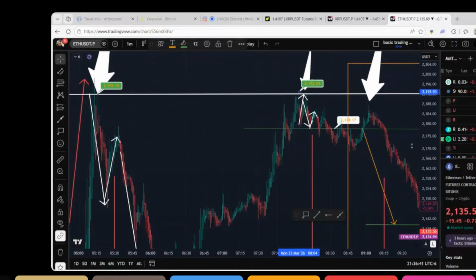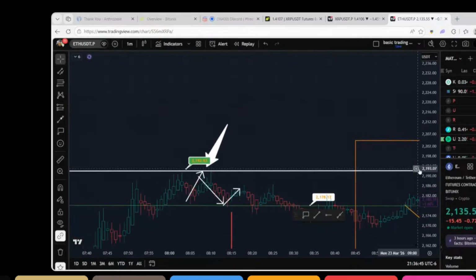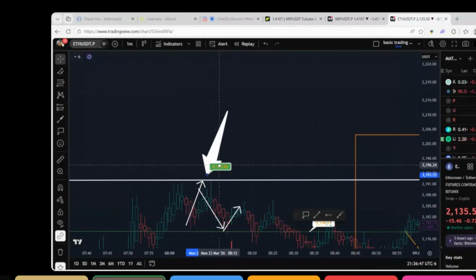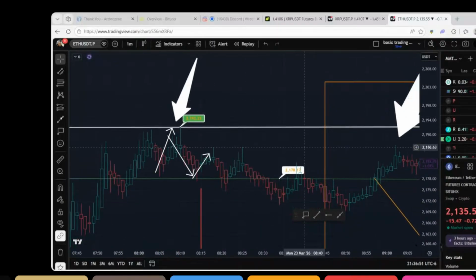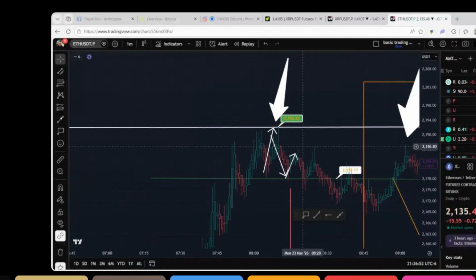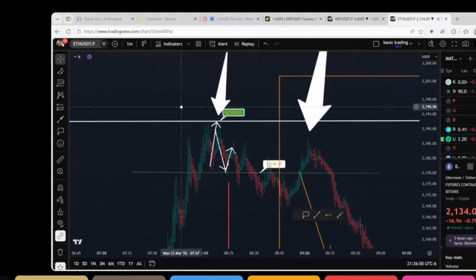So we zoom in on here. It doesn't hit that level there until that next wick right there. That was the double top. And then the one after that is the shorter.